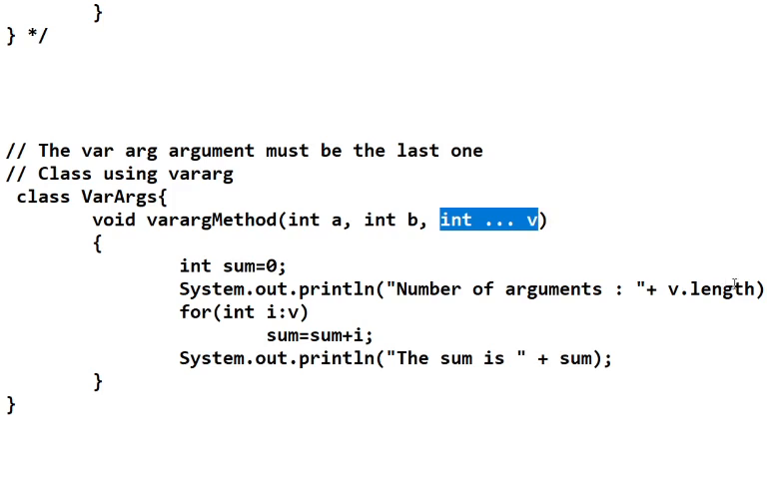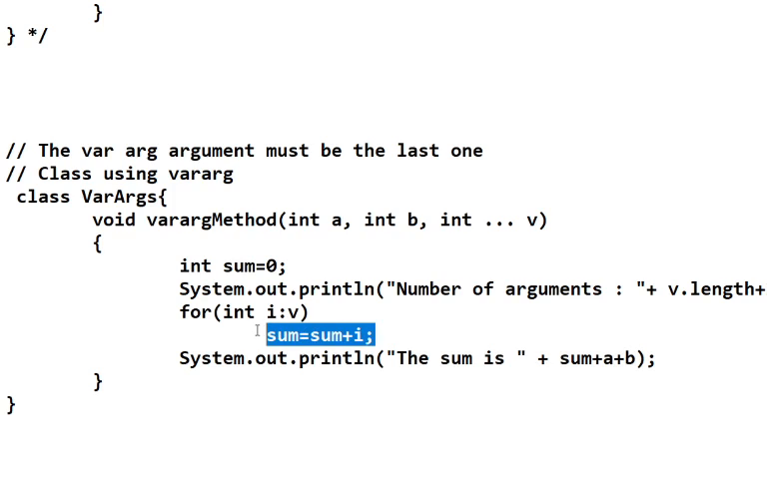So here the number of arguments would be v.length, that is the length of v, plus 2: a and b. Okay, so let me put it like this. Sum would be sum plus a plus b, the sum of all the arguments. Here sum will give me the sum of the arguments that we give in v, but the actual sum would be this plus this plus this. So the printed sum would be sum plus a plus b.